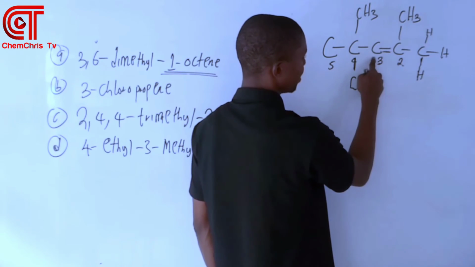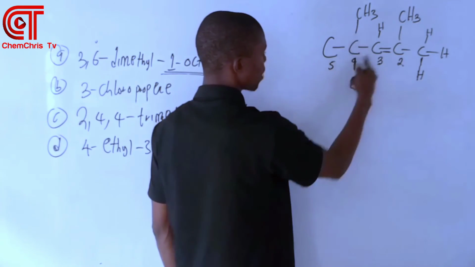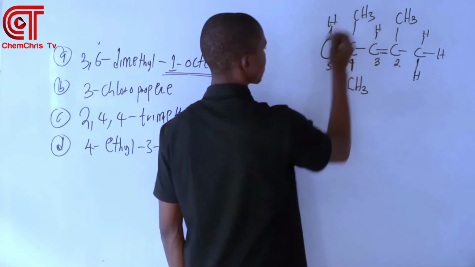Here is not going to have any hydrogen because the carbon here already has 4 bonds. What about this one here? This one is going to have 1. What about this one here? This one is not going to have any. This one is going to have 3.